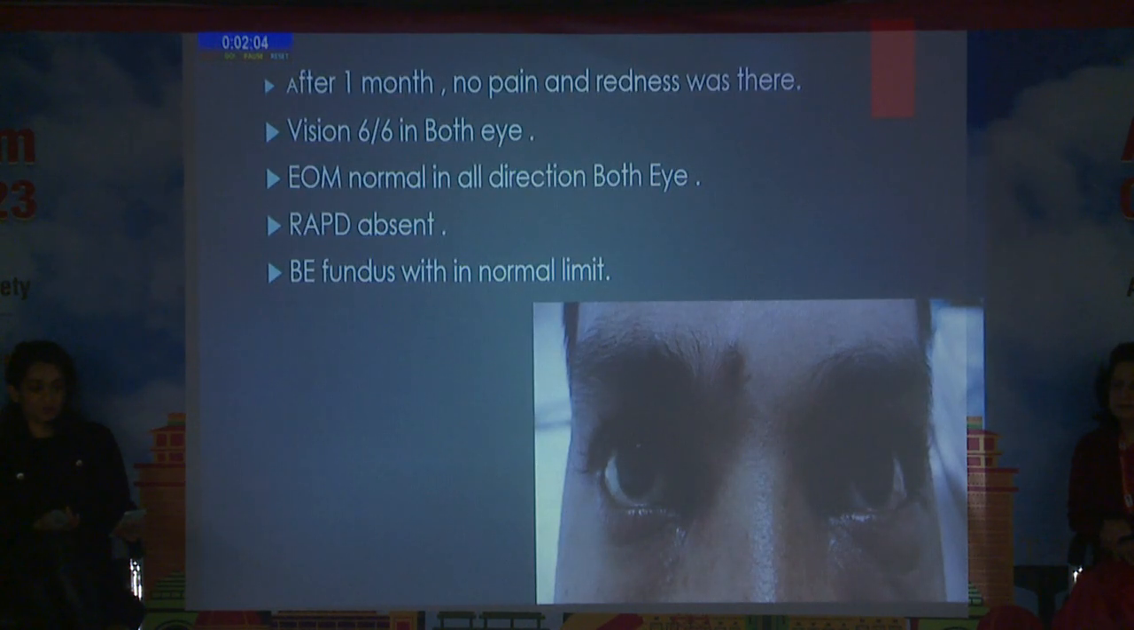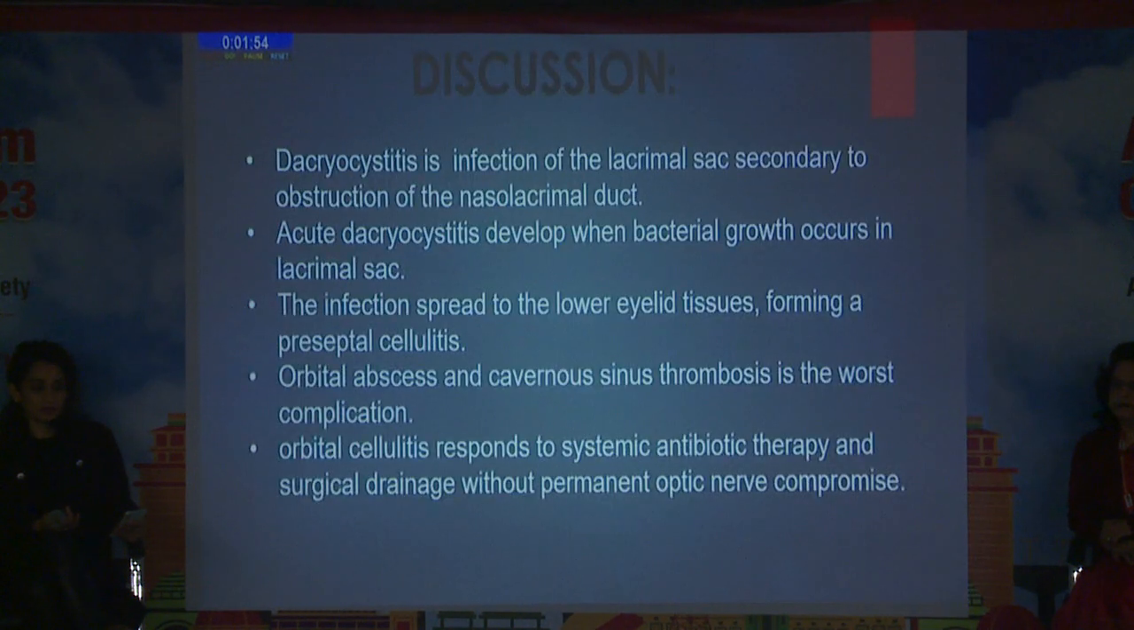After 1 month, no pain and redness was there. Vision was 6/6 in both eyes. Extraocular movement normal in all directions in both eyes. RAPD was absent. Both eye fundus was within normal limit. So we come to the discussion part.